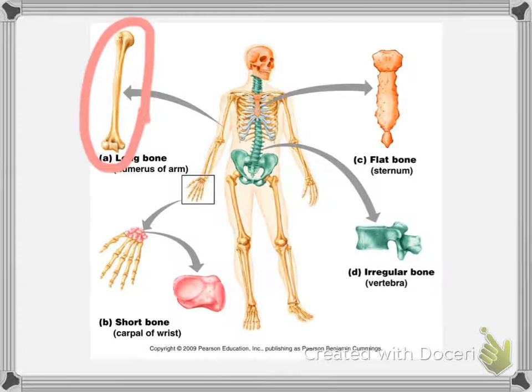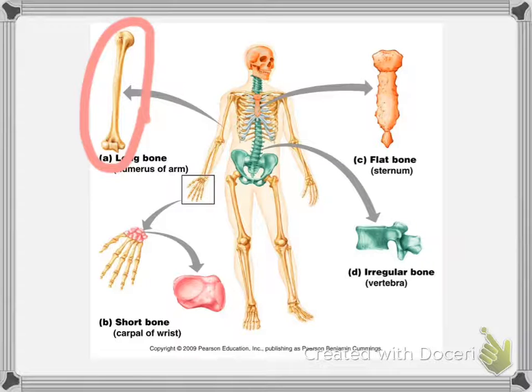What makes a long bone, or the classification of a long bone, includes having a body which is longer than it is wide, with growth plates at either end, and having a hard outer surface of compact bone and spongy, or cancellous, bone containing bone marrow.